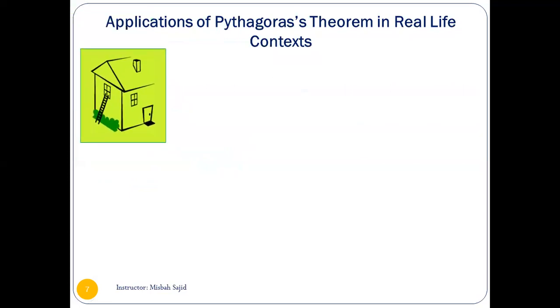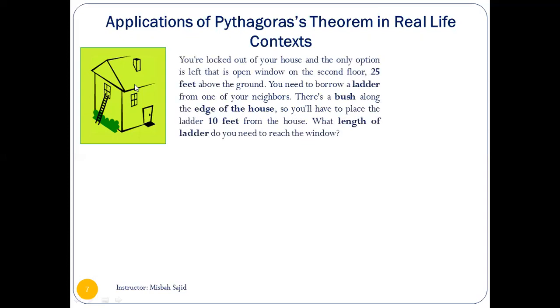If you see this figure, this wooden ladder is just placed against the wall of the house. Now let's create a scenario. Let's assume that you are locked out of your house, and the only option left is an open window on the second floor. You can say it is on the second floor and it is only open.